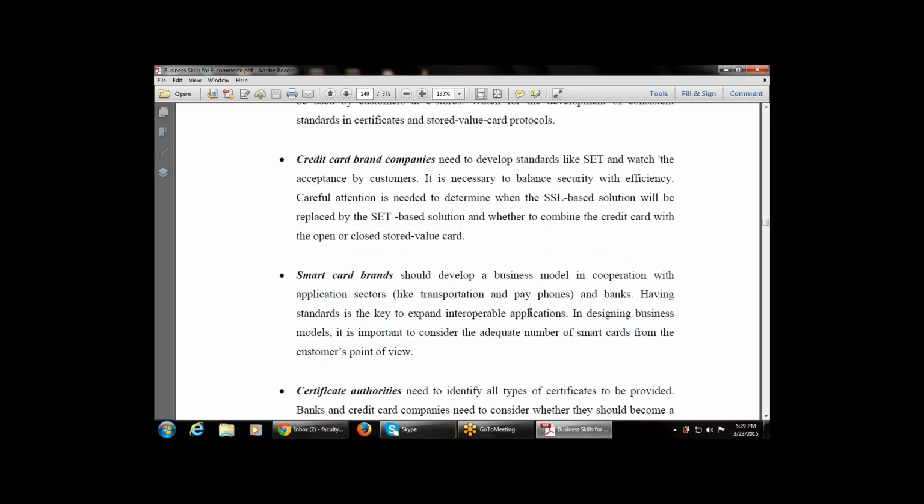In designing business models, it is important to consider the adequate number of smart cards from the customer's point of view. So whenever we design the business model, it is important to consider the adequate number of smart cards from the customer's point of view.